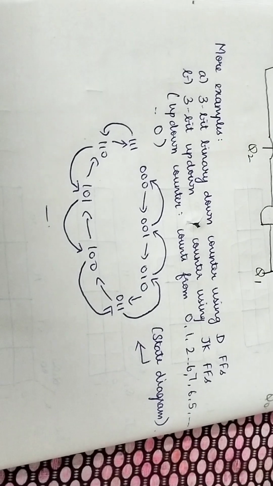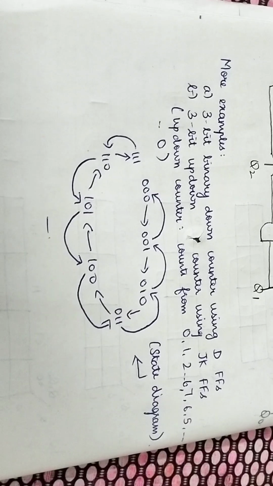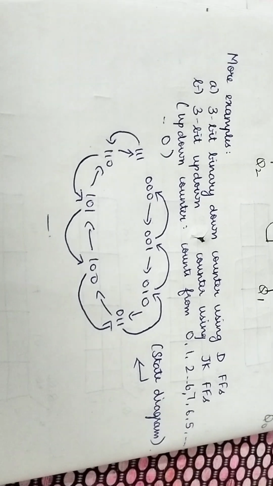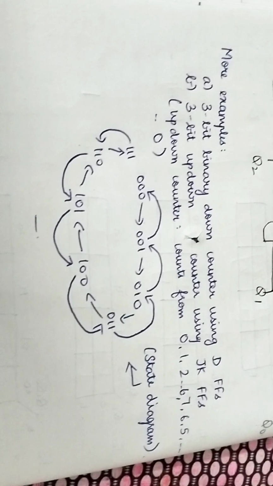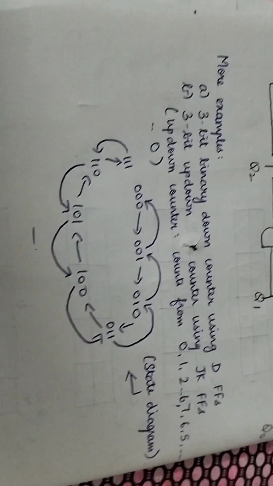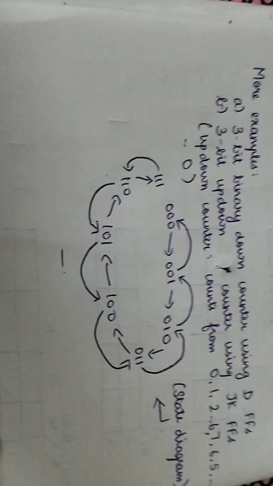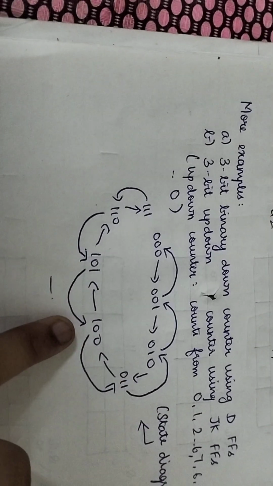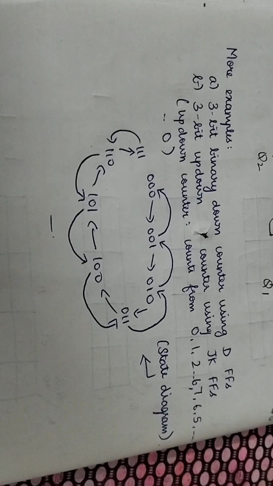So as an exercise, I would like to give you a couple of examples. A 3-bit binary down counter, which is something that counts from 7, 6, 5, 4, 3, 2, 1, 0, 7, 6, 5, 4, 3, 2, 1, 0 and so on, using D flip-flops. And a 3-bit up-down counter. Up-down counter is something which counts from 0 to 7 and then 7 to 0, again 0 to 7, 7 to 0 and so on. So this is what the state diagram for that would look like. So these are examples which will help you understand better.